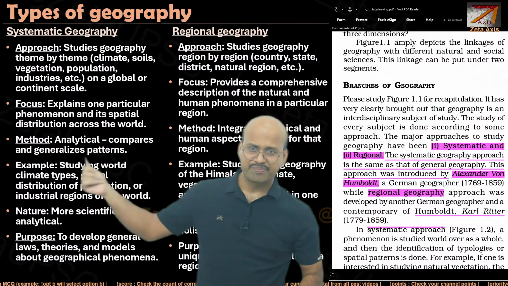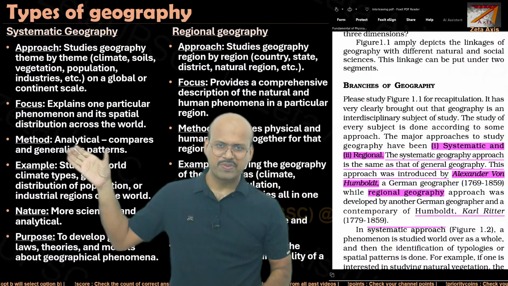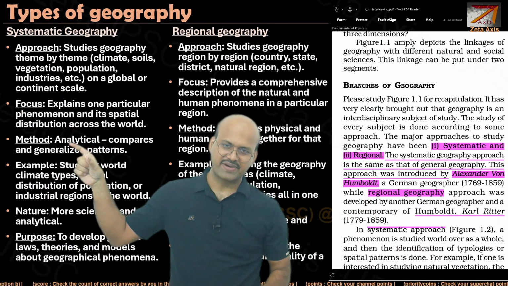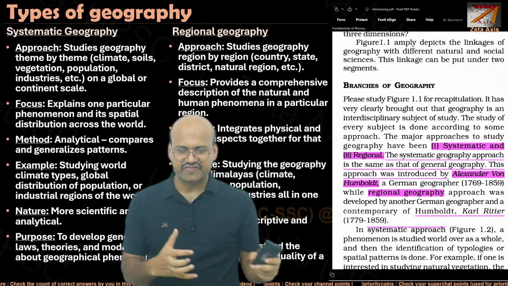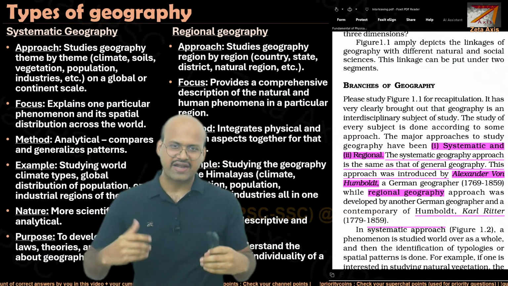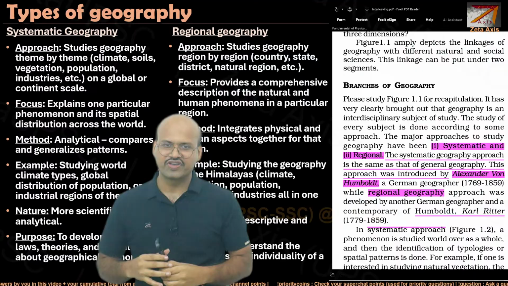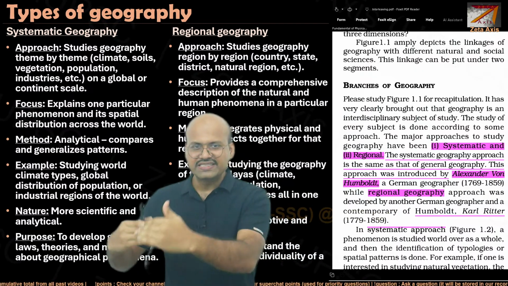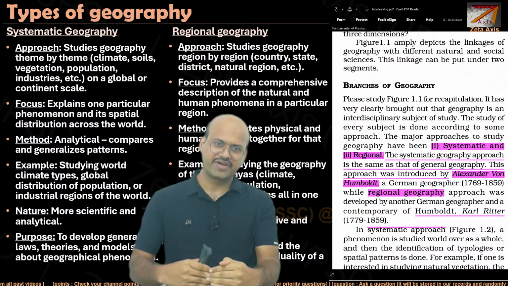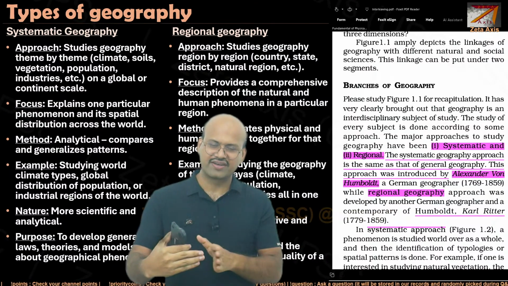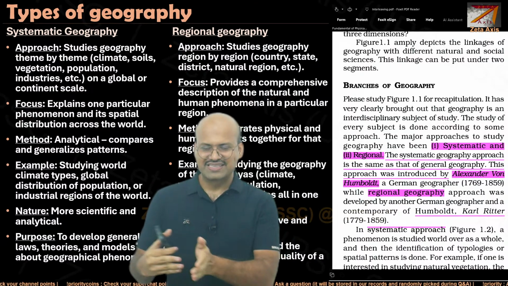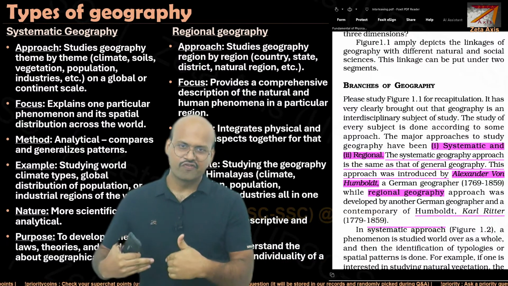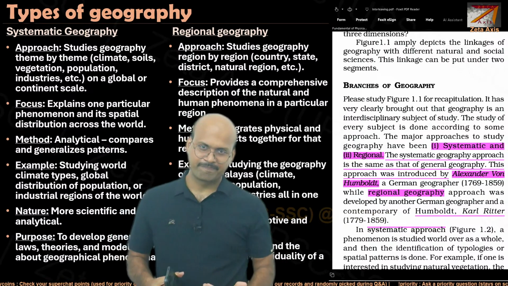Method compares and generalizes patterns. So the basic approach of systematic geography is to compare different regions and then come to a pattern, like a climatic pattern. We have certain classifications of climate, and there are certain patterns: this region will have this kind of climate because it is on this latitude and on this side of the continent. So we are generating a pattern. Similarly for soil, we are generating a pattern.